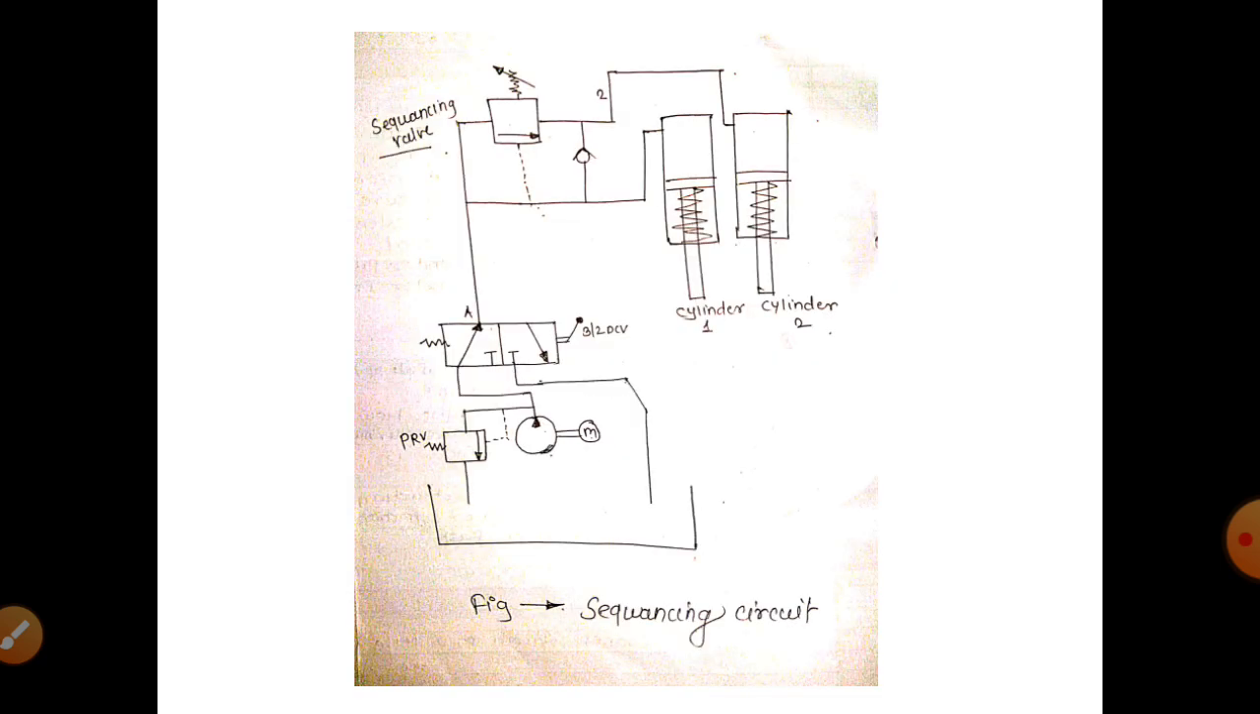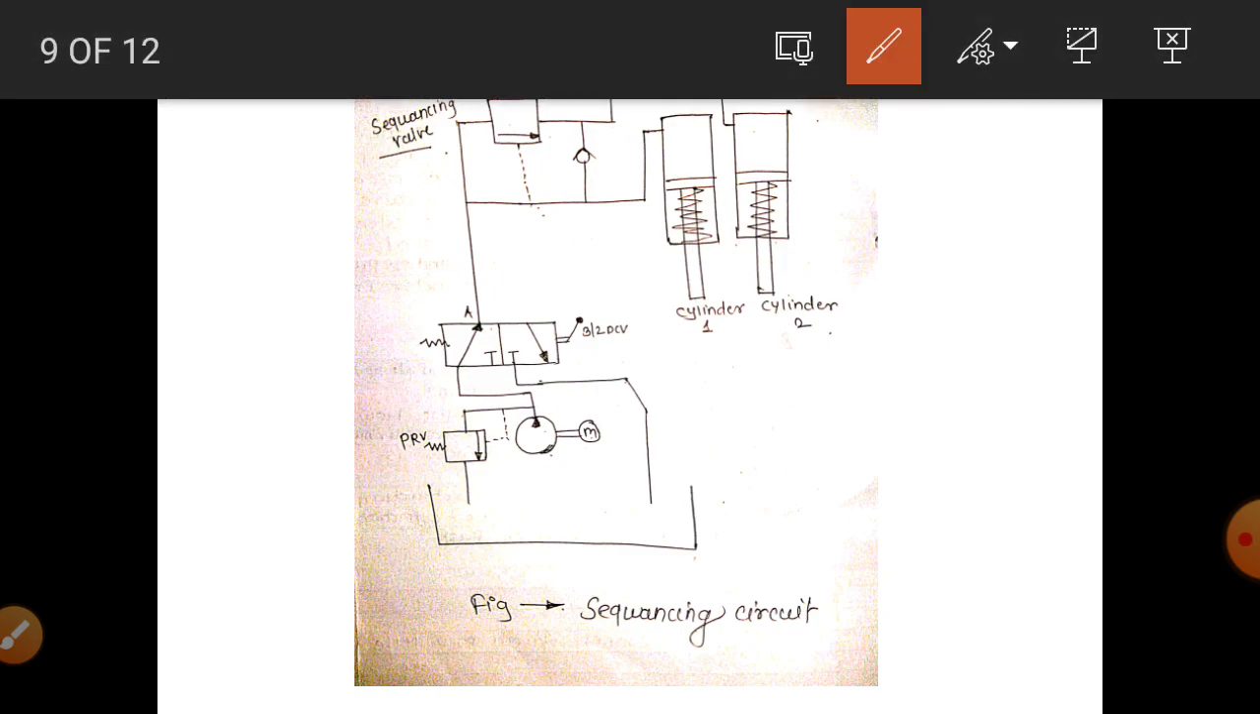So this is the circuit diagram of a sequencing circuit. Same symbolic presentation: the first one is a reservoir, pump, pressure relief valve, directional control valve, actuator, suction line. Those are the cylinders, spring operated cylinders, first cylinder, second cylinder. In a sequencing circuit, both actuators are operated one after another continuously. That type of circuit is known as a sequencing circuit.